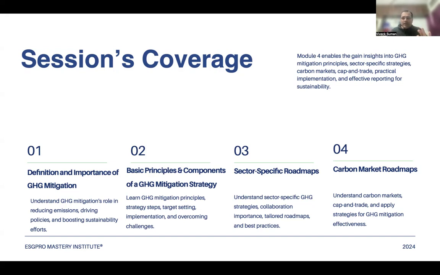Today, these are the four outcomes you will receive from this session. First is, of course, the definition and importance of GHG mitigation, why anybody should even consider it. Then we will look into what principles are available at our disposal under the GHG Protocol and how we can apply a GHG mitigation strategy. I believe the McKinsey material was not shared, which I will share as a post, because too many case studies were already shared. So we'll try to cover at least one case study today.